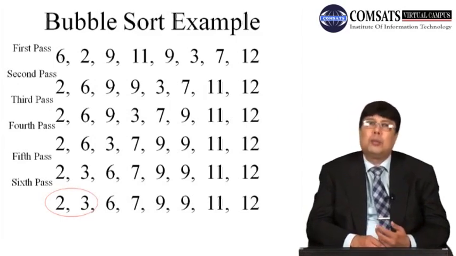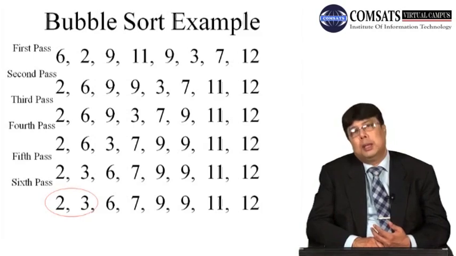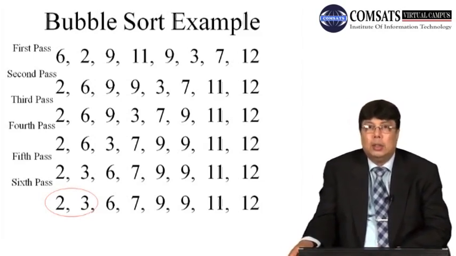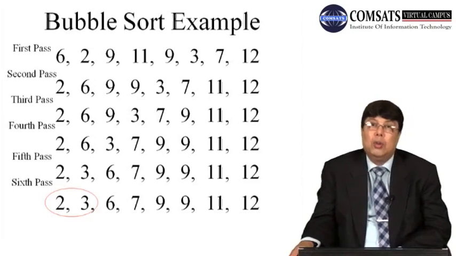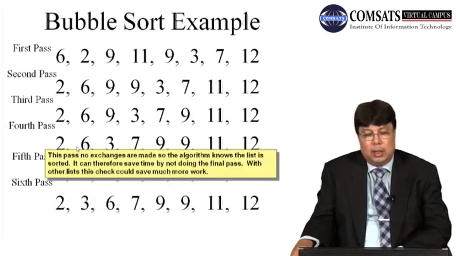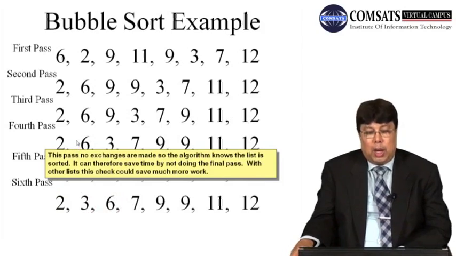If even one is in an out of order position, swap will take place. Swap means interchange of position will take place. So that improvement we can do in the code, and I will explain that when I explain the code, where you should place this particular check in your code to avoid the remaining passes. So compare 2 with 3, 3 with 6, and then in this pass no exchange is made, so the algorithm knows that the list is sorted. It can therefore save time by not doing the last pass.